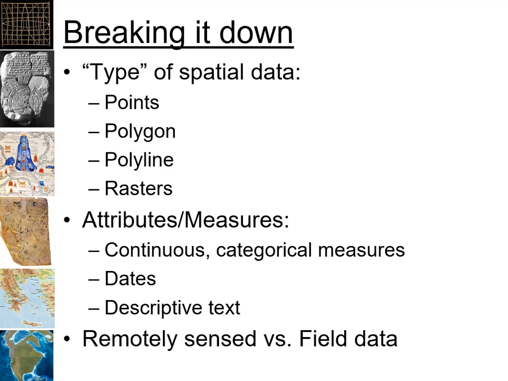Those can have attributes or measures associated with them. They can be contiguous or categorical. They can be dates or descriptive text. So there's some variety with the attributes. And they can be remotely sensed, or they can be field data that someone on the ground collected. And of course, all of that is increasing, especially the remote sensing.